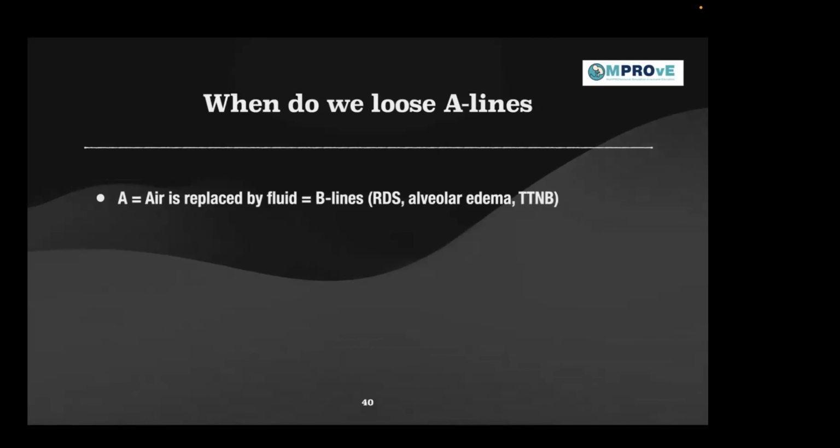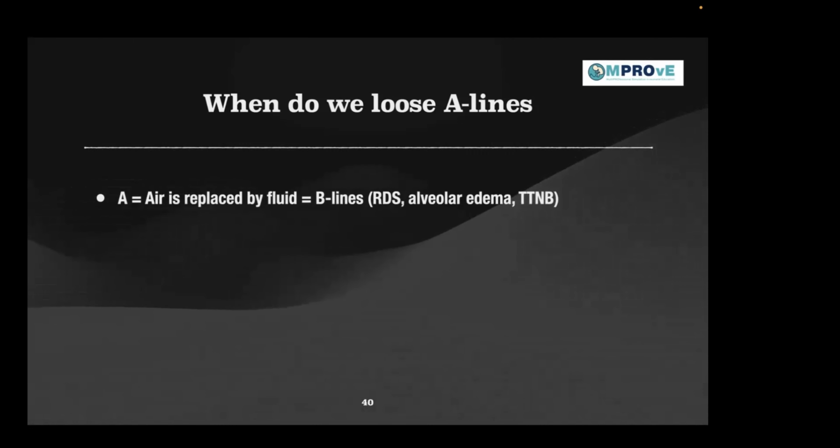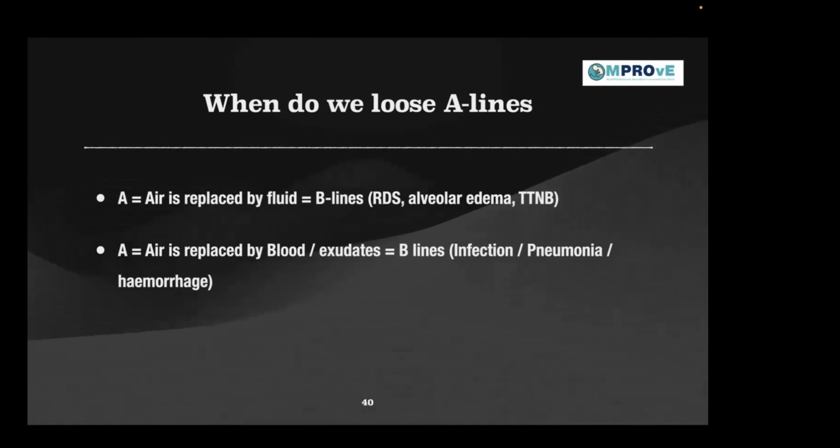When do we lose A lines? When air is replaced by fluids. What kind of pathology? Well, all sorts of pathology. RDS, alveolar edema, transient tachypnea of newborn, bronchopulmonary dysplasia. So anything that replaces air will give you B lines. So that's when you lose A lines. Air is replaced by blood and exudates in diseases like infection, pneumonia, hemorrhage. Again, you lose your A lines.